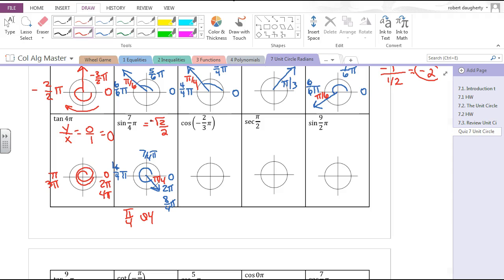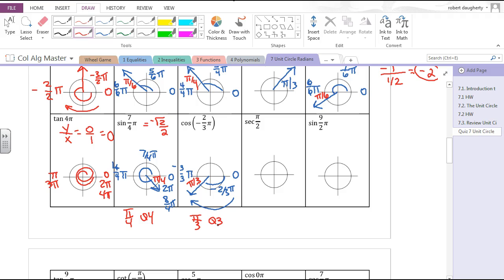Cosine of -2/3 pi. This is a negative angle, so I'm going to be measuring clockwise. So -2/3. Here's 0. Here is negative pi. Well, I'm going to write this as -3 over 3 pi. So that means that -2/3 pi, I will get to that angle before I get to -3 over 3. That means the reference angle is pi over 3, and I'm in the third quadrant.